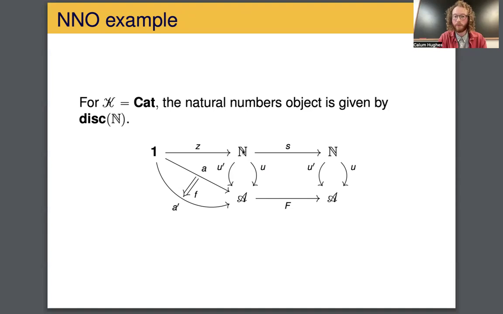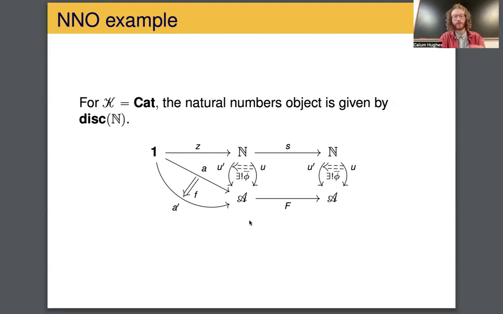So that's the data of this two-cell from 1 to A. A functor from disc N to A (I've left out the disc here) is just a list of elements in A. So it will give something of the form A, FA, F squared A, F cubed A. This is the kind of idea. And similarly, U prime will give something that looks like A prime, FA prime, F squared A prime. And so the idea is that we obtain this unique two-cell by pre-composing with F. So it'll look like F, FF, F squared F, F cubed F. And this defines this natural transformation here.